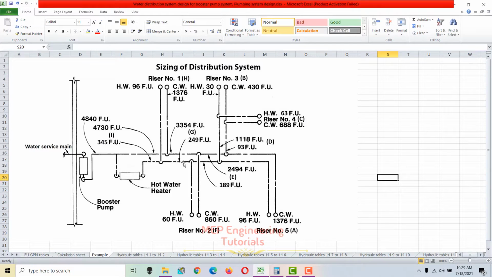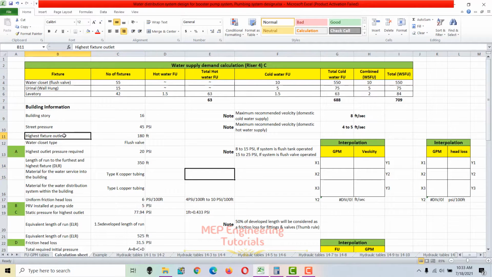I have divided this into different sections in order, because we need to calculate the pipe sizes for each section, and we need to calculate the demand for each section. So the next thing we have to check here is the highest fixture outlet. The highest fixture outlet is 180 feet above the pump level.